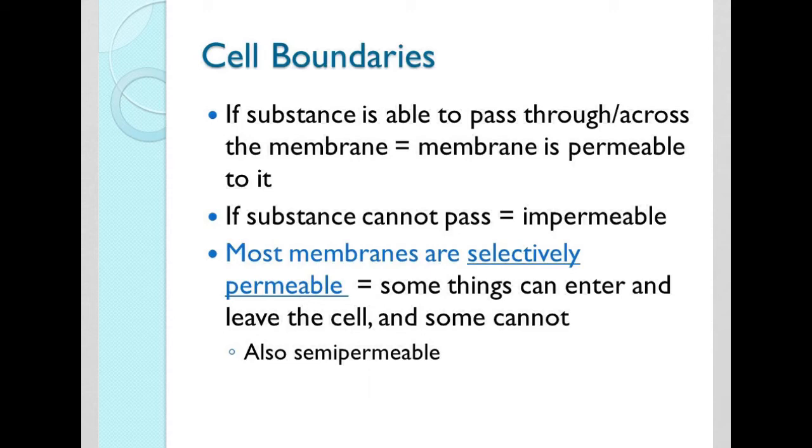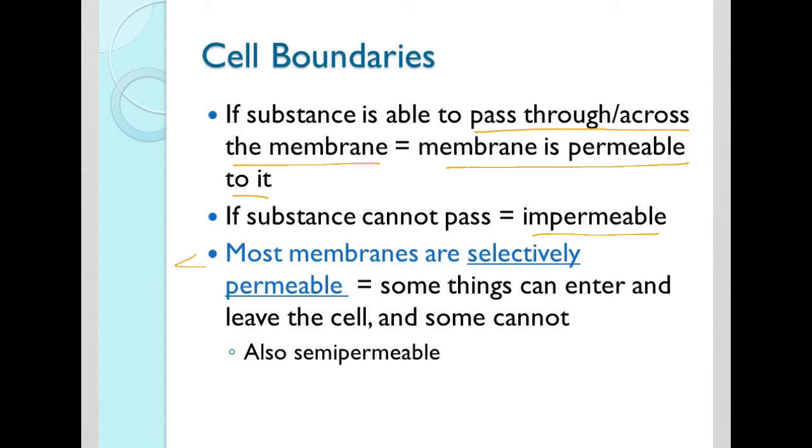Now, of course, things want to be able to get through the membrane, right? We want to be able to bring food or other nutrients in, and we want to be able to bring wastes out or to secrete any other substances that we might want to. So, if a substance is able to pass through or move across the membrane, we say that the membrane is considered permeable for that substance. It is allowed to go through. If a substance can't pass, we can say it is impermeable, not able to go through.